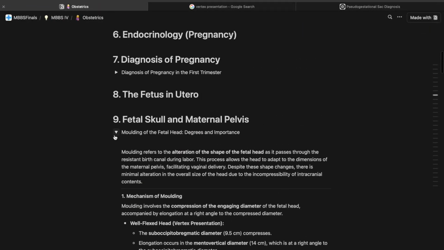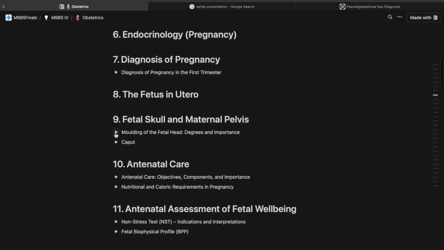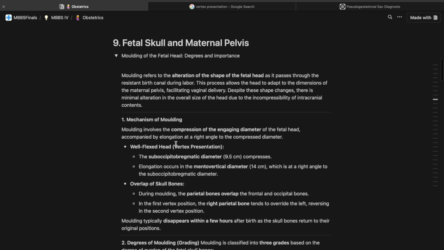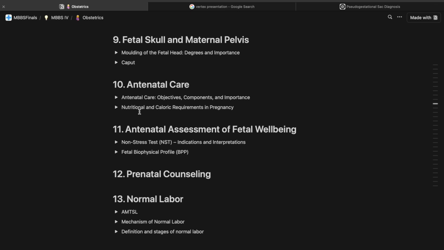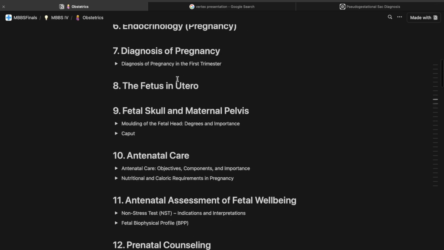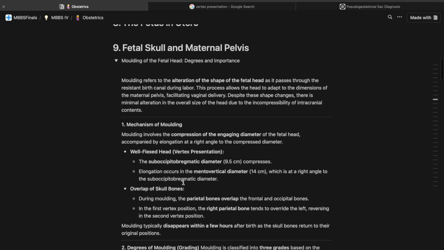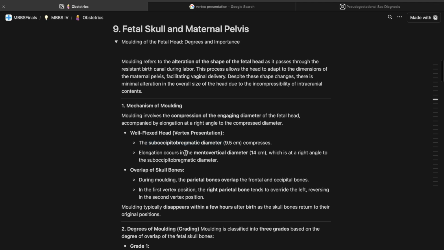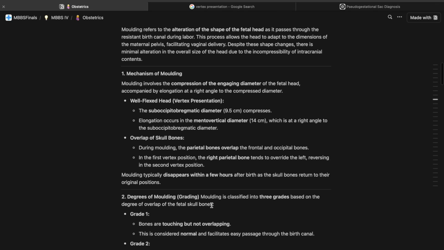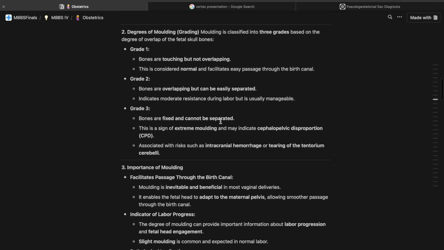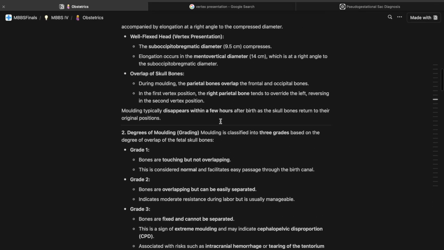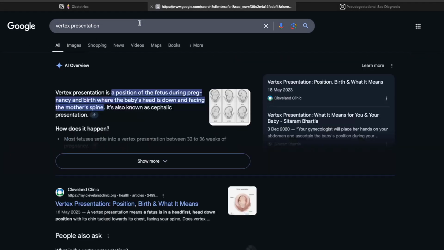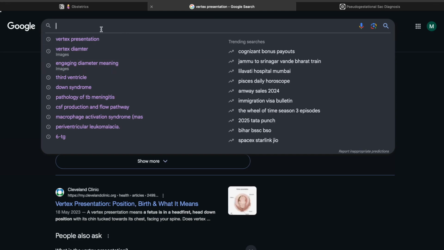So the thing is, after finishing this section, diagnosis of pregnancy, I started recording this. What is this? Molding of fetal head, and this particular topic, and I'm presuming, like I know for sure 100%, a lot of topics down here would have terms like these: vertex presentation, suboccipitobregmatic, all transverse, mento-vertical, and all of it is very, very confusing. So even when I try to study OBG, every time I go through this, it is very hard to wrap my head around it.